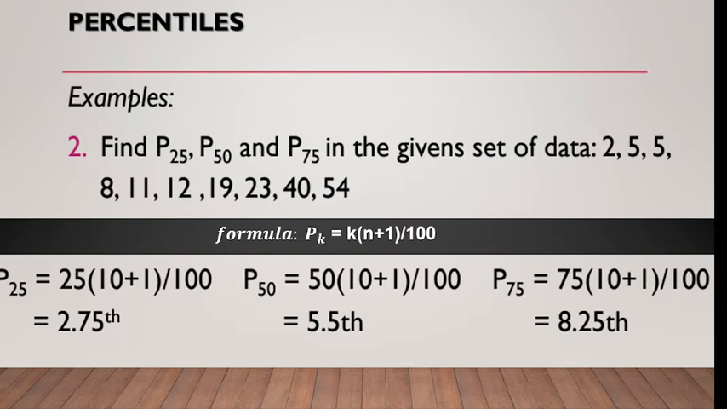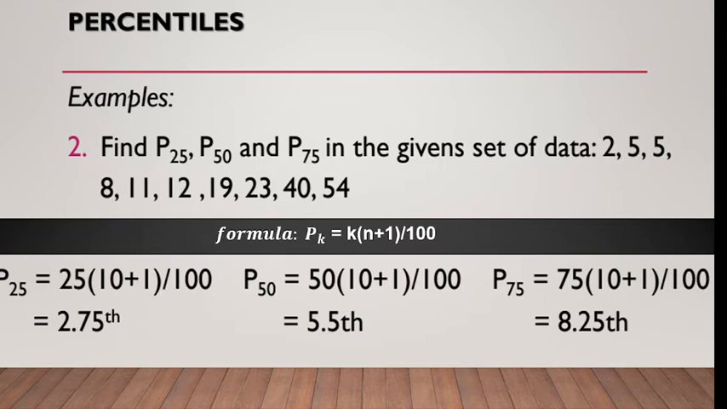100. So, first, find P sub 25. In the formula, k is equal to the percentile value and n is the total number of values in a data set. Then for P sub 25, our k is equal to 25 and n is equal to 10, since there are ten values in the given set of data.